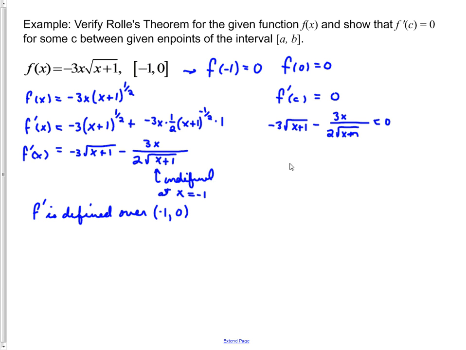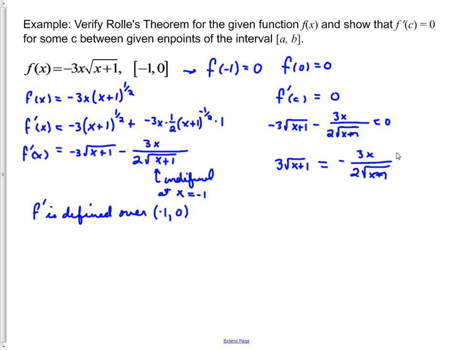So we can move constants over right here. Let's see what we can do. We can move over our 3 times the square root of x plus 1 and set that equal to negative 3x over 2 times the square root of x plus 1. Well, let's see if there's anything that we can do with this, because it looks like we're getting a negative, but maybe there's a value within the interval from negative 1 to 0 that'll work right here.